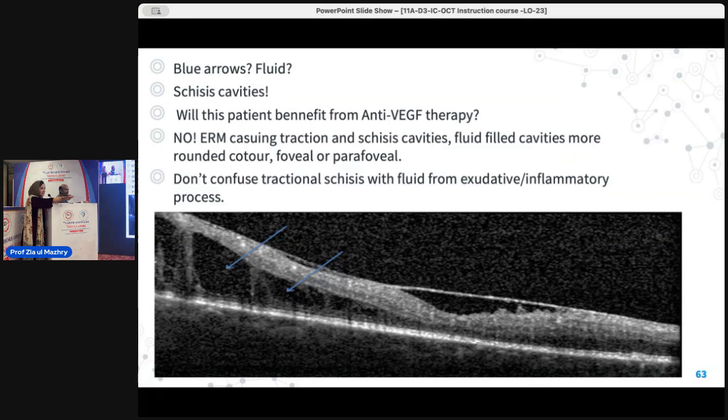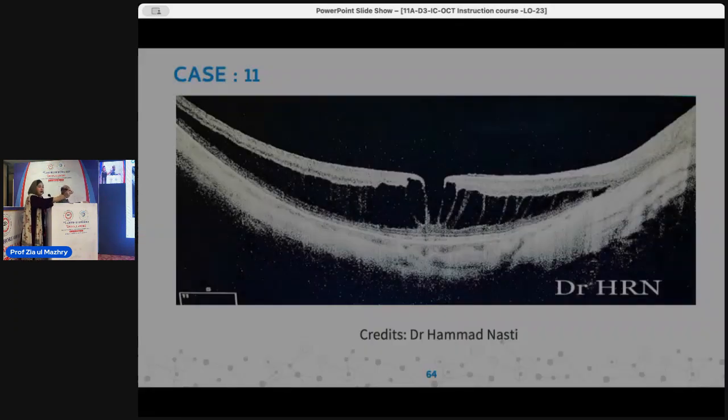It is pulling the retina from here, so the retina is lifting from here and schisis cavities are forming. This was a case taken from the American Academy of Ophthalmology, and they said that the fluid cavities are rounder and the schisis cavities are not that round.